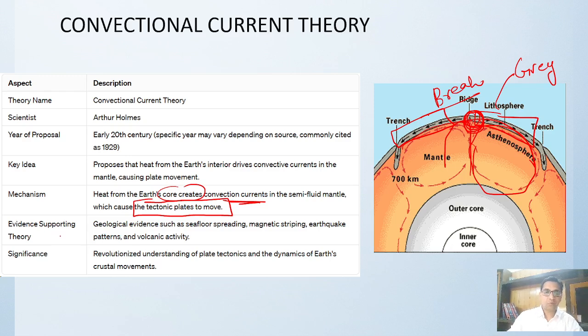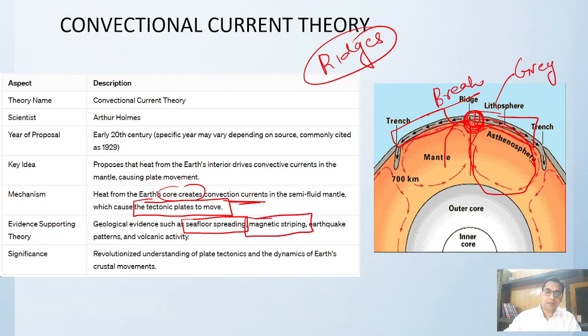So the evidence supporting this is the sea floor spreading theory. If you go where the ridges are, you will find this convectional current theory at work. Magnetic striping appears on both sides, and as we go to the opposite side, the magnetic striping keeps on getting older.